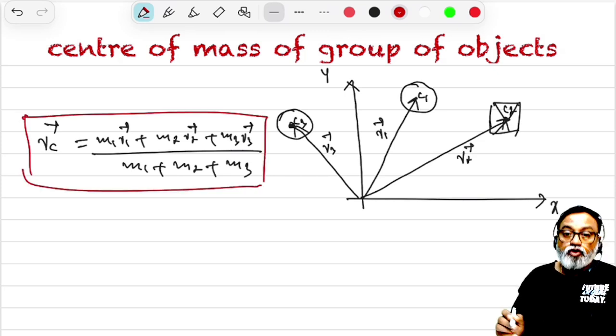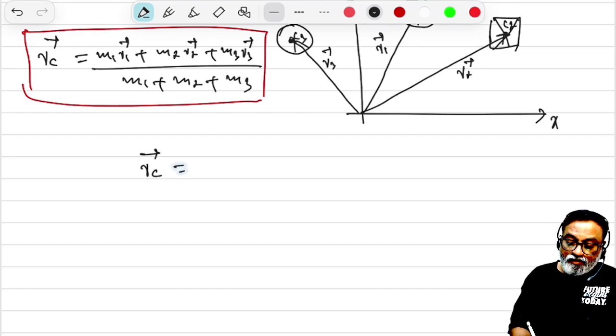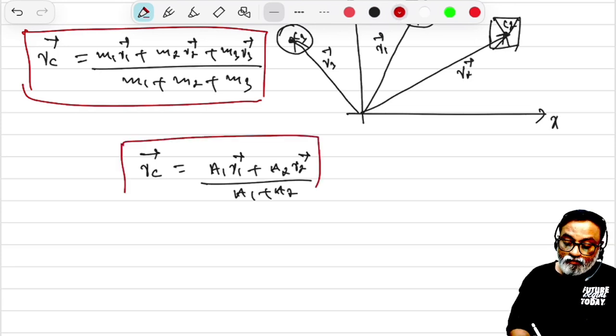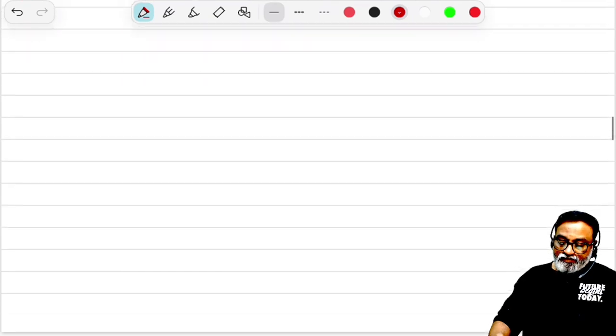For example, a group of laminar type bodies, means two-dimensional bodies. For two-dimensional bodies, for example, if two bodies are given, in that case, if you know the area, thickness is negligible. Therefore, RC bar is equal to A1 R1 bar plus A2 R2 bar by A1 plus A2. This is the center of mass of a group of objects.